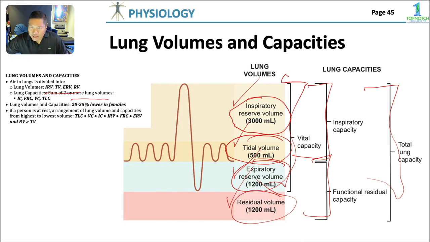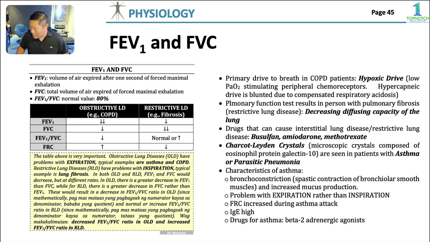So, next. Let's discuss FEV1 and FVC. Ano ito mga to, Doc? Okay? We use a device called a spirometer to measure expired air or exhaled air. And with that, we can compute for FEV1, FVC. FEV1 is forced expiratory volume in 1 second. Okay? FVC is forced vital capacity.